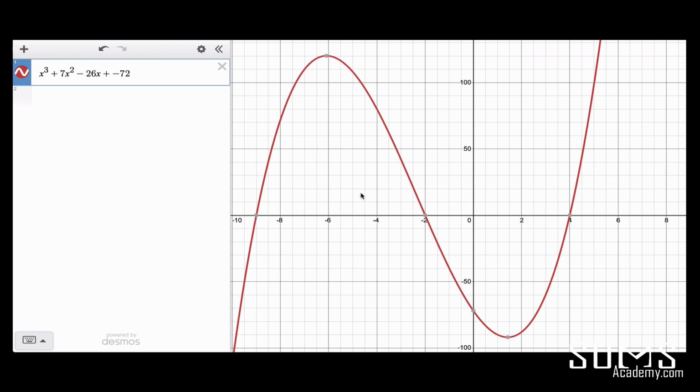So I hope that gives you a bit more of a visual idea of what these factors are and what they mean, and why you set them equal to 0.